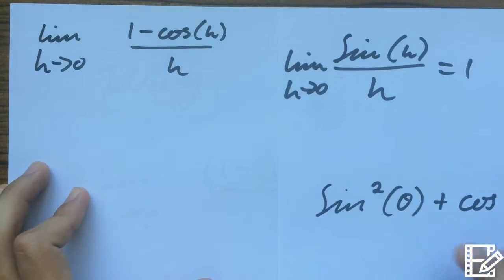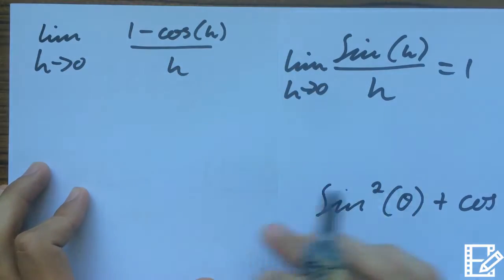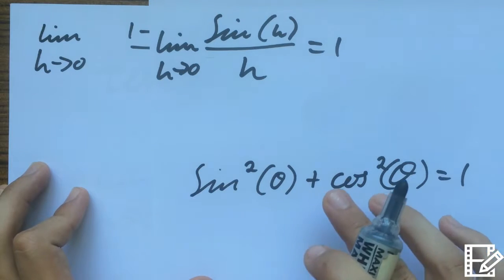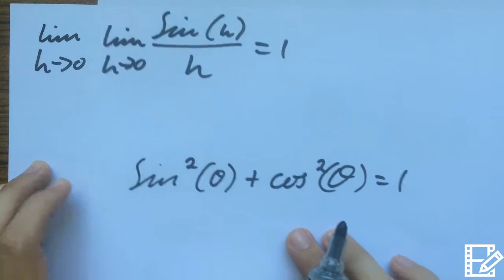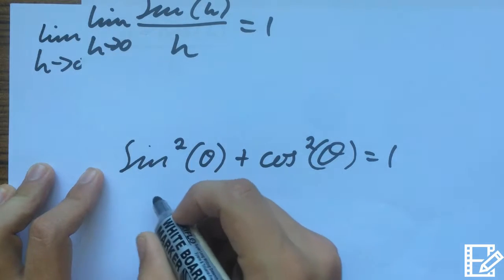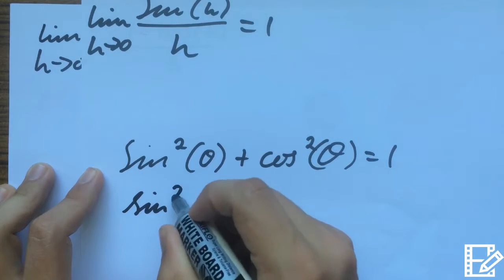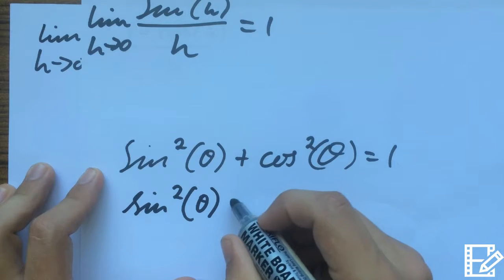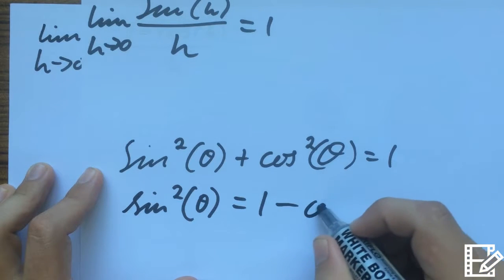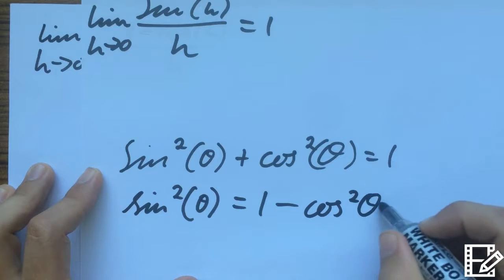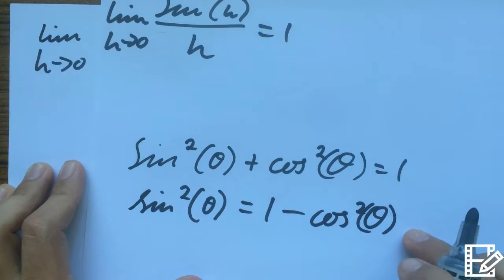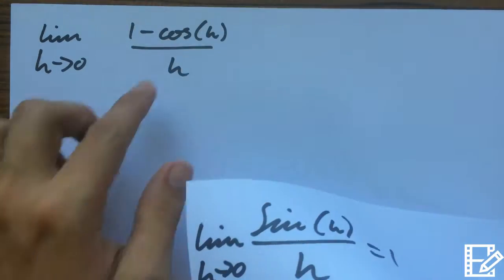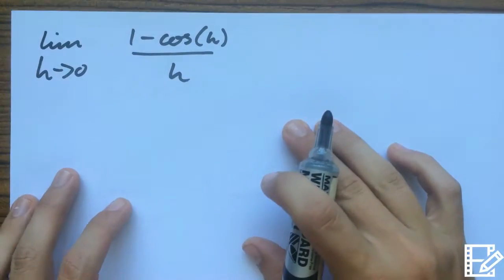Now that looks very similar, because we have a 1 minus cosine, but different, because the cos isn't squared and we haven't got a sine squared. But if we rearrange it, we get sine squared theta equals 1 minus cosine squared theta. Now, because 1 minus cosine squared theta looks very similar to 1 minus cosine of h, we'll see if we can turn it into that.